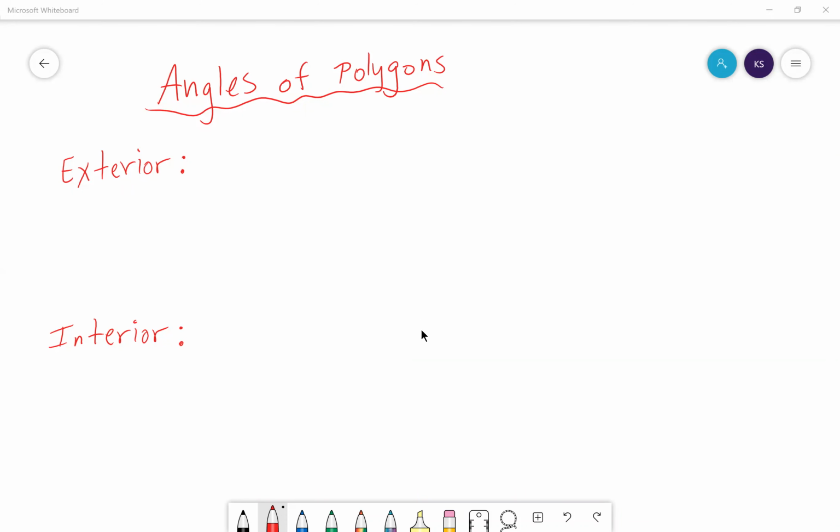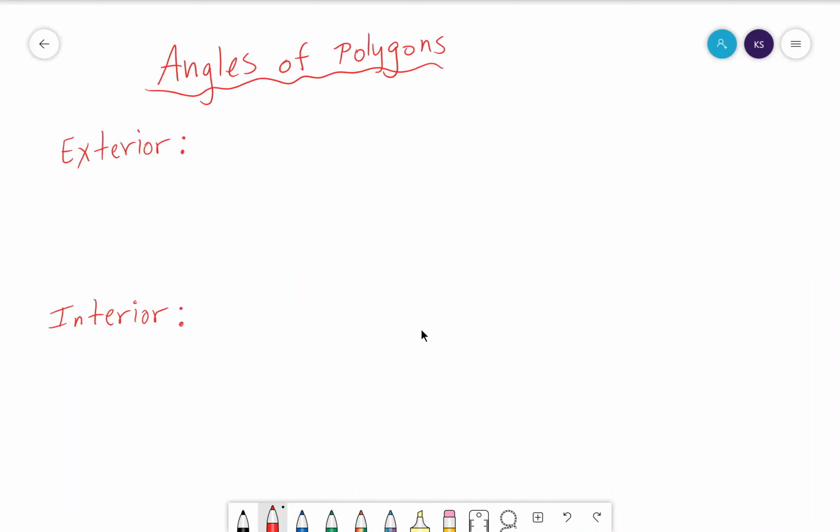All right. Today we are going to learn about finding the angles of polygons. Okay, and you've got some practice to do over this, and then you're going to have quizzes to complete over this here. So the first thing, the exterior angles.